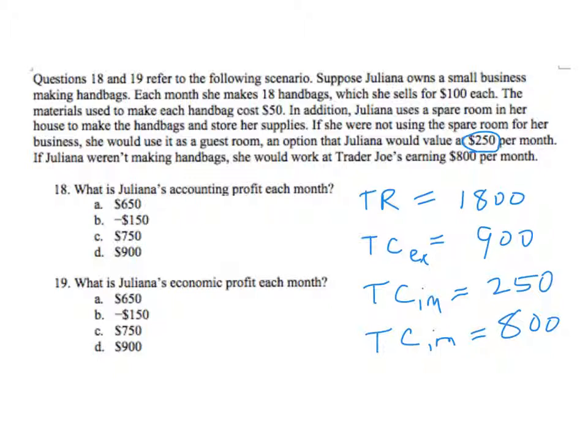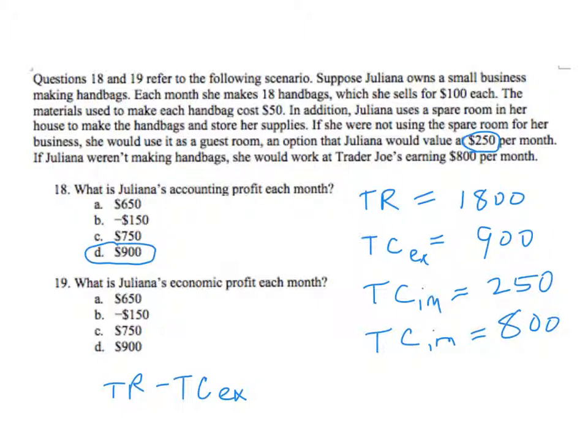All right. So accounting profit. Now that we have all that information, again, it's knowing which information, how to put it together. Once we figure that out, it's an easy problem. But it doesn't mean it was an easy problem. It's just that the hard part was figuring all that out. Total revenue minus explicit cost. That's how we define accounting profit. 1,800 minus 900 is 900. So the answer to 18 is 900.